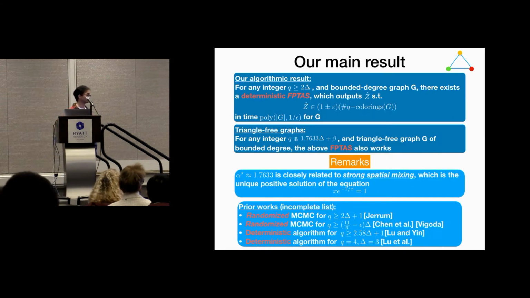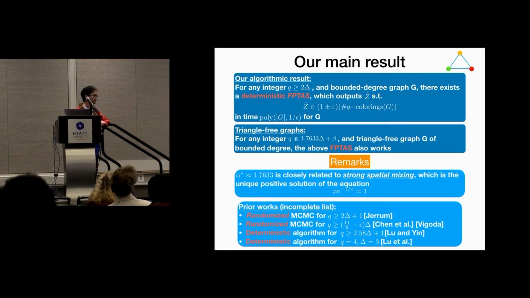So here's our main result. If there are 2 delta colors, then there's a deterministic algorithm to approximate the number of Q-colorings in time polynomial in the size of the graph and 1 over epsilon. So it works for any bounded degree graph. And for triangle-free graphs, we have a slightly better result. We only need 1.76 delta plus some universal constant. And this works for any triangle-free graphs that are of bounded degree.